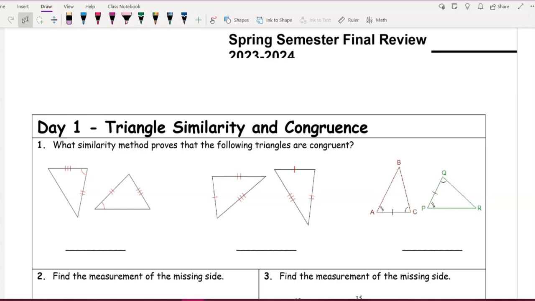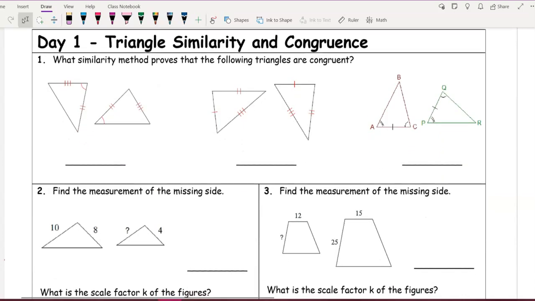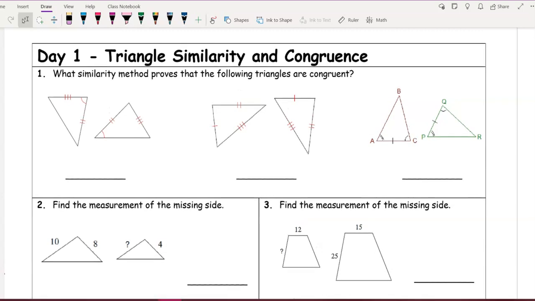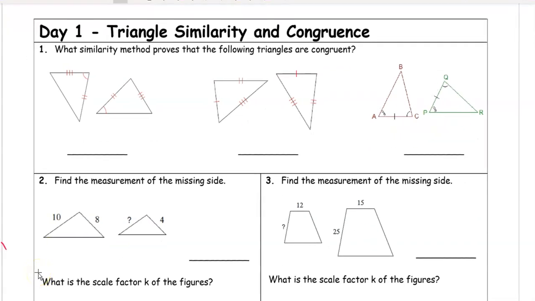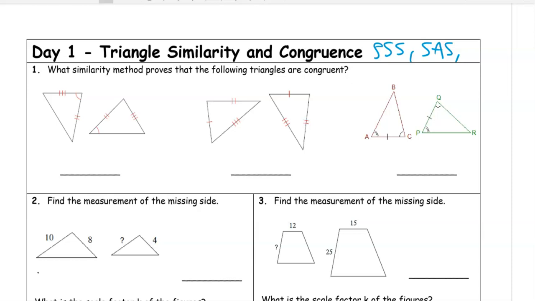Right, this is the spring semester final review, starting with triangle similarity and congruence. We are going to be looking at the triangles and determining what type of similarity they have by looking at the sides and the angles that they have the same. So this is where we talk about the acronyms, the three letters. We had side, side, side; side, angle, side; and angle, side, angle. Those were some of our triangle similarities.